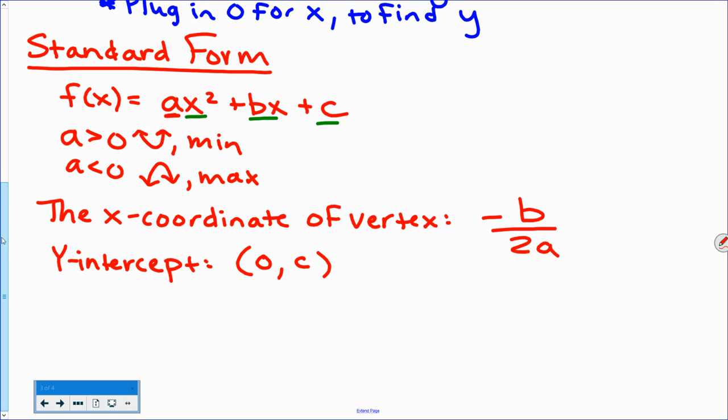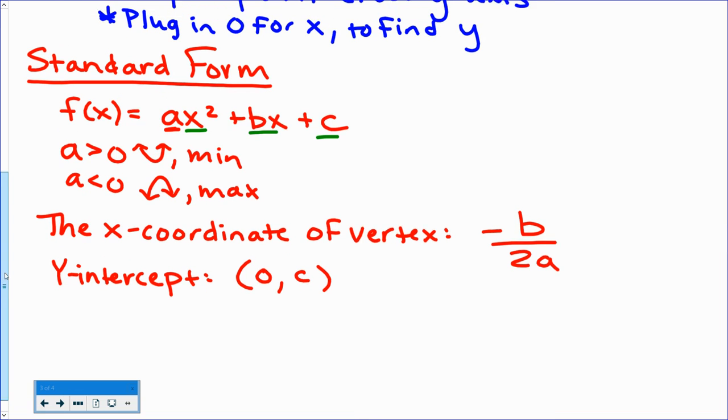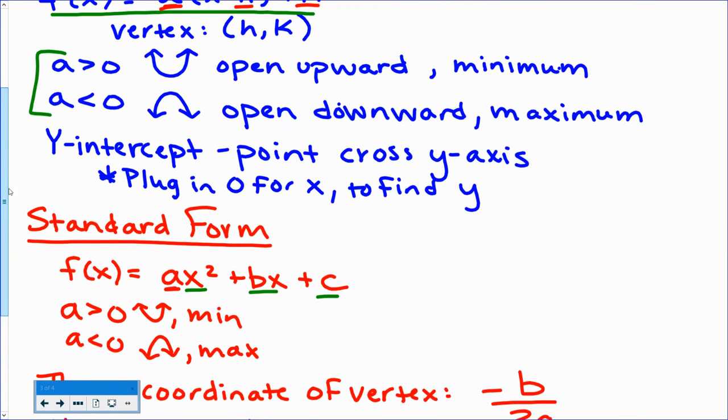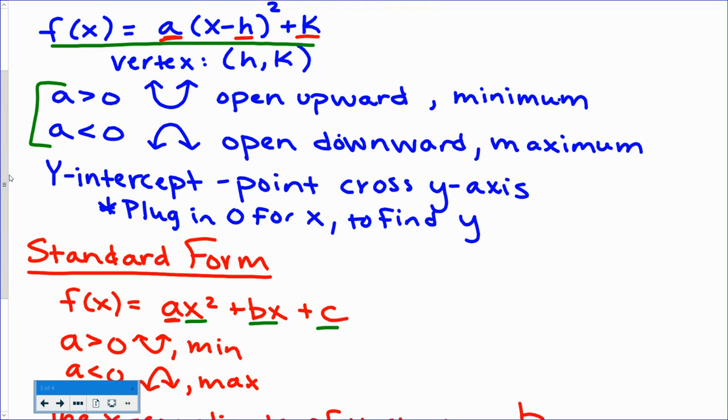All right, when I'm in vertex form, I cannot tell what the y-intercept is by looking, so it'll take me more time to find another point, but the vertex is easy to see. So there are pros and cons of each form, but we need to be familiar with both.